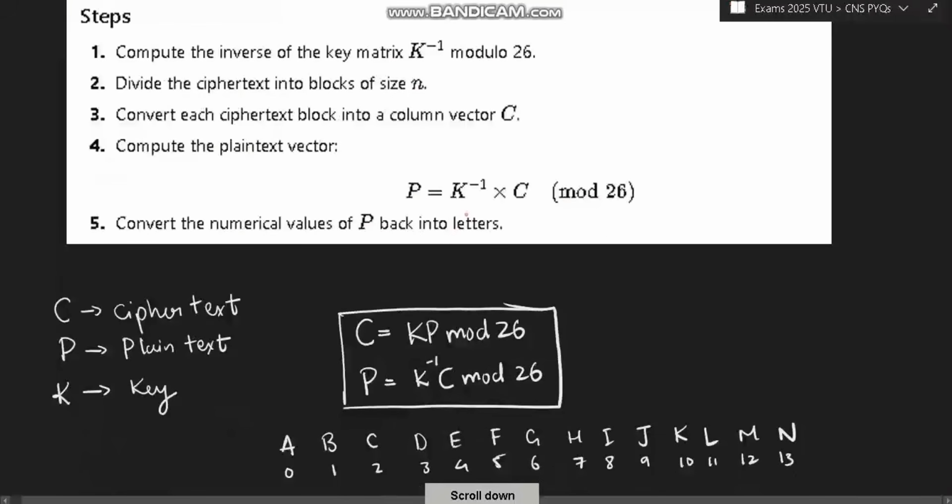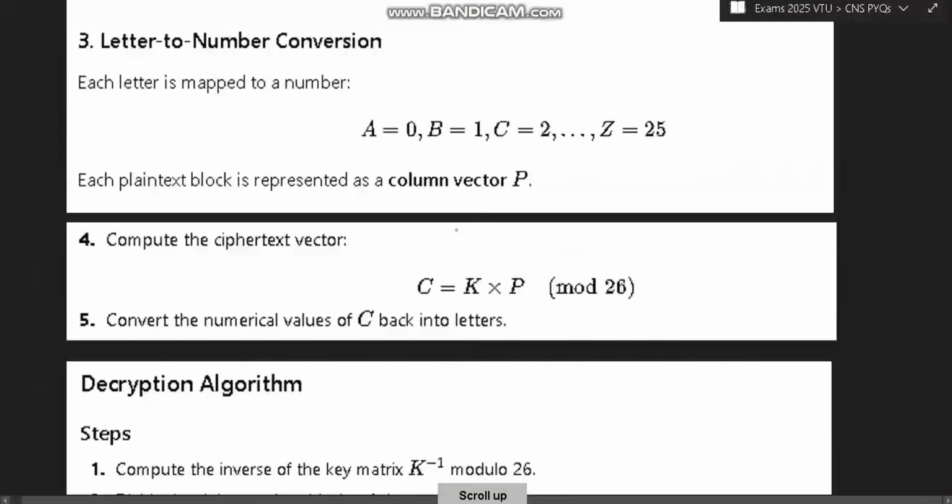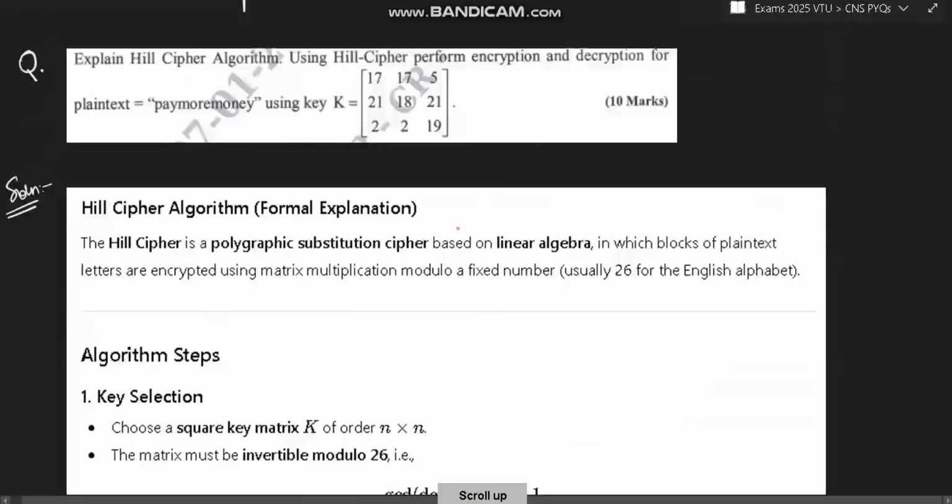Okay, so let's have a look at another question. In this question, what is the matrix given to us? There is a numeric matrix, so we need not convert from any letters to numeric.